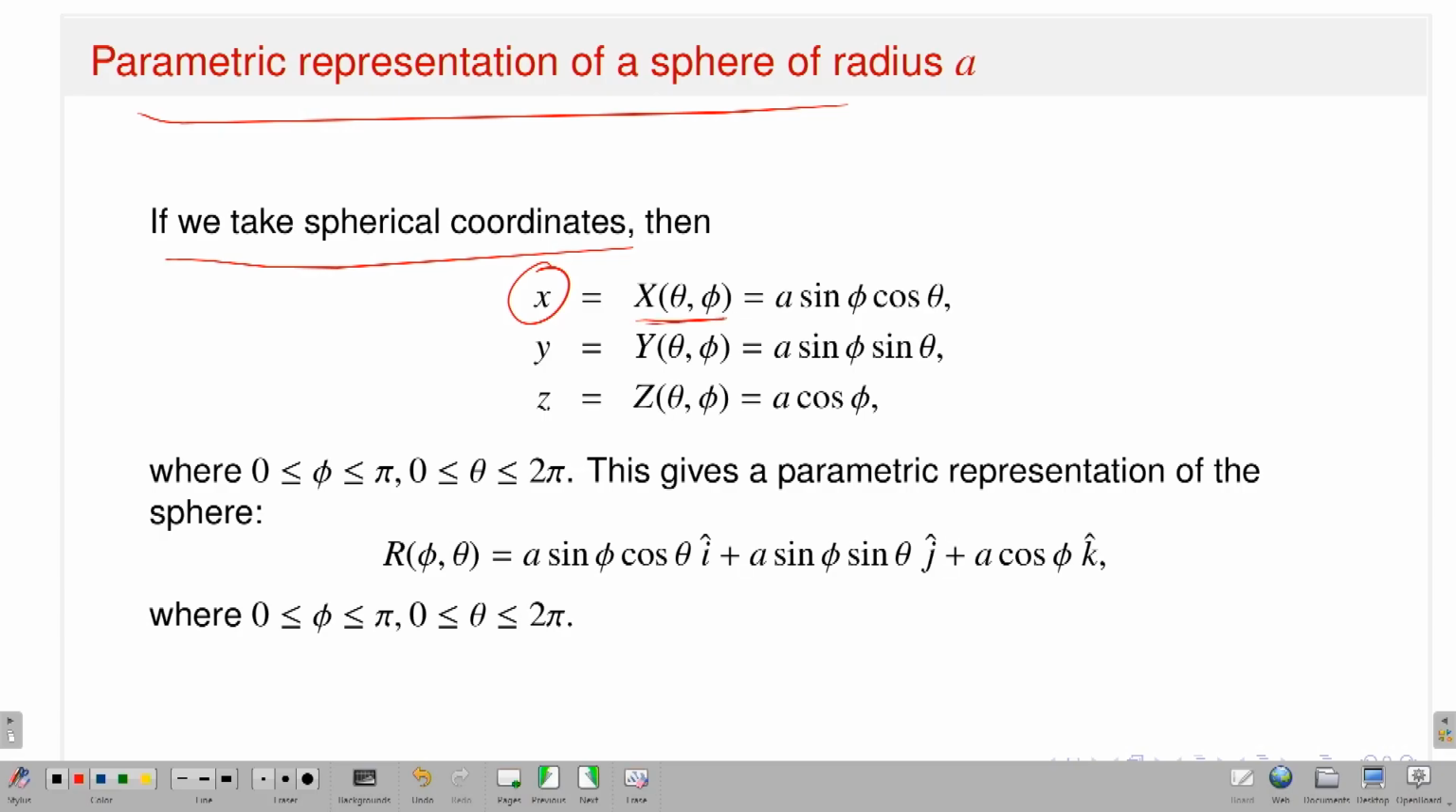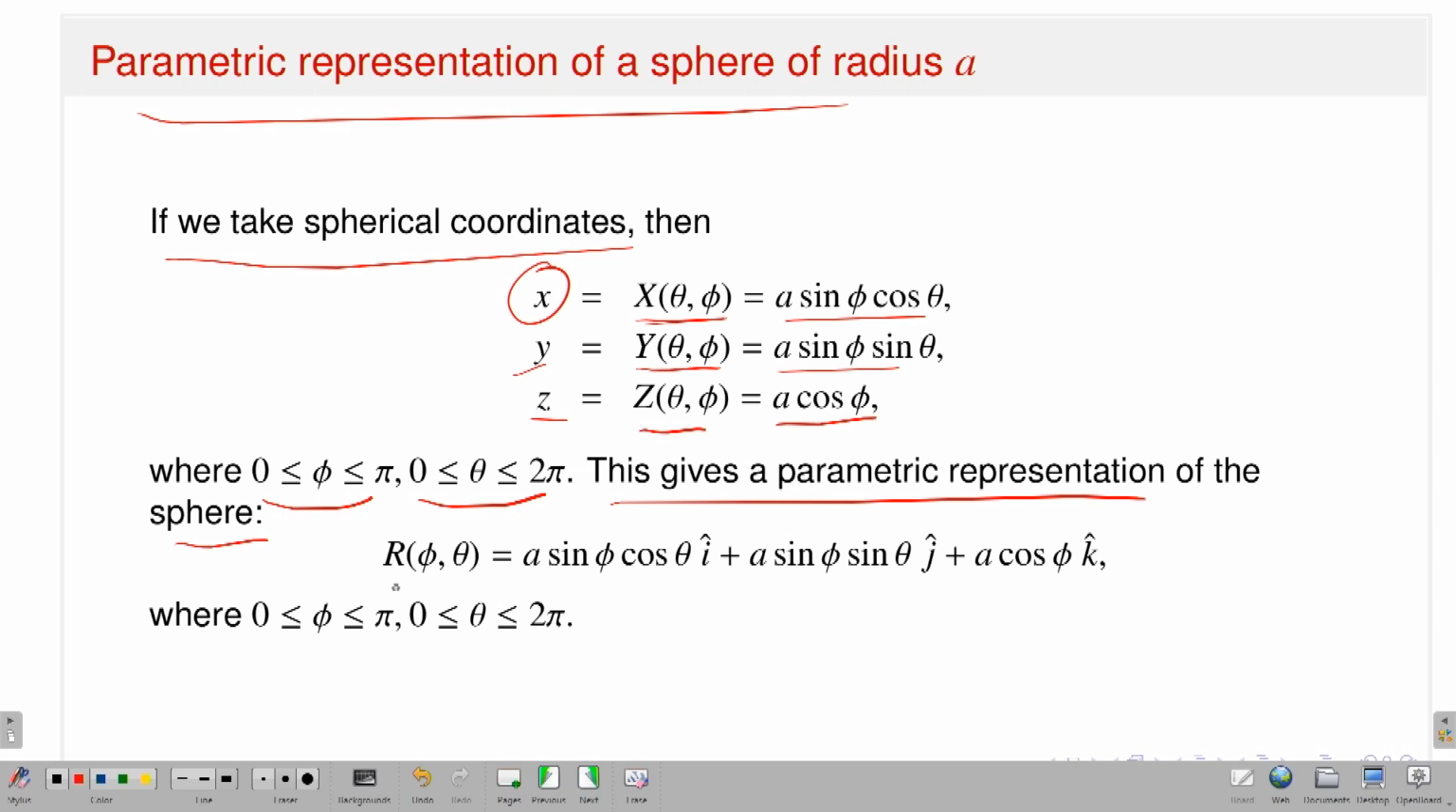That I write as capital X of theta comma phi, which is a sine phi cosine theta. The coordinate y can be written as capital Y of theta comma phi, which is a sine phi sine theta, and z can be written as Z of theta comma phi, which is a cosine of phi. But here phi should vary from 0 to pi and theta should vary from 0 to 2 pi. Okay. So if I have this kind of representation, then this gives a parametric representation of my sphere.